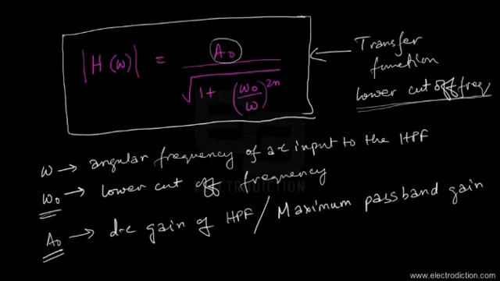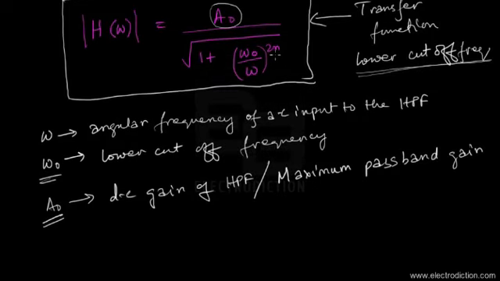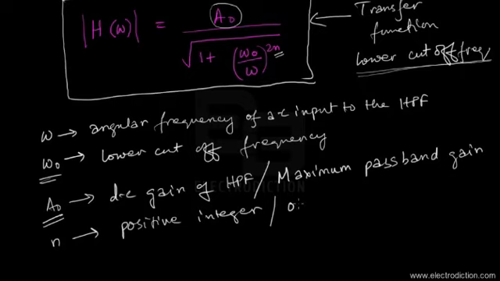Now apart from that, we have another variable, that's the n over here. This particular term n is basically a positive integer, and this positive integer is referred to as the order of the filter.